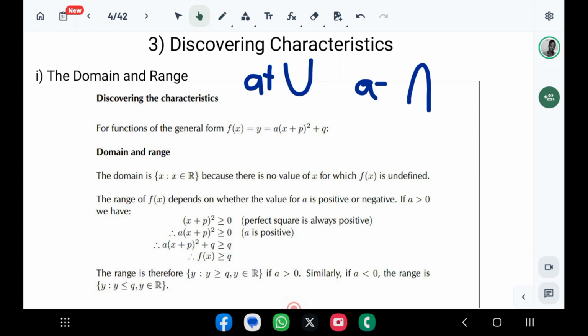Meaning that when you've got positive a, you live with a minimum turning point. When your a is negative, you end up with a maximum turning point. Therefore, your range will be such that q is your lowest point, meaning that y is greater than or equal to q. When your arms look down, in other words, when your a is negative, you will have a maximum turning point. That means q is your maximum point, meaning that your y will be less than or equal to q.